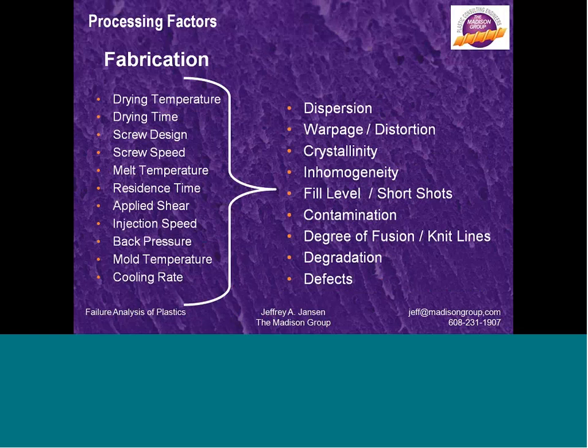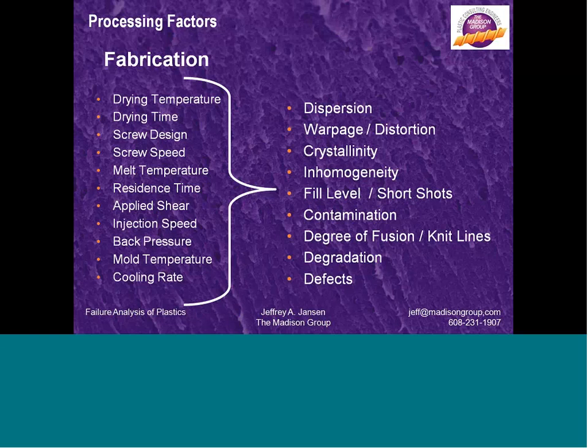During fabrication, again, lots of different things to think about. All of those come together and they affect the dispersion, the warpage or distortion, the crystallinity. You may get inhomogeneity, so the material's not properly mixed. You may have something like pigment agglomerations. The fill level, you might have short shots. Contamination, degree of fusion or knit lines, very, very important in plastic parts, that material be properly fused. You can degrade the material during that fabrication process, and you can certainly get defects like voids or inclusions. So the fabrication process, very, very important, and again, a lot of things that can happen which can negatively affect plastic part performance.